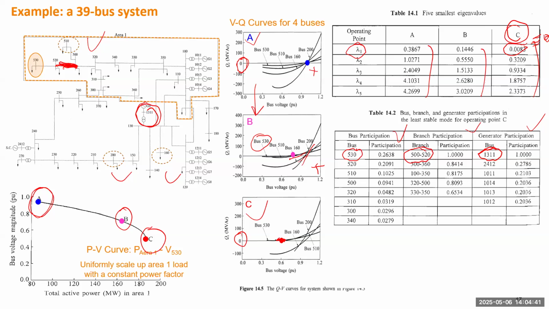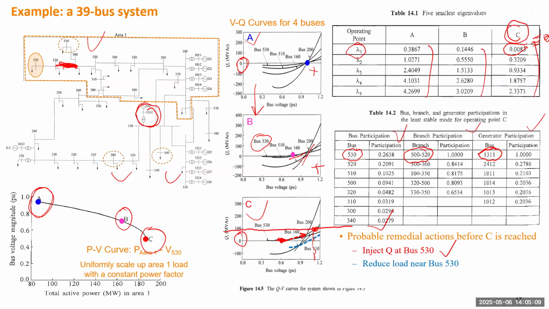So based on the analysis, there are a number of controls you can try. The first control is definitely based on the bus participation factor: you just inject reactive power at bus 530, right? That's very straightforward. Based on the VQ curve, if you inject, for instance, 100 megavar, it will intersect with that curve at a much better voltage.